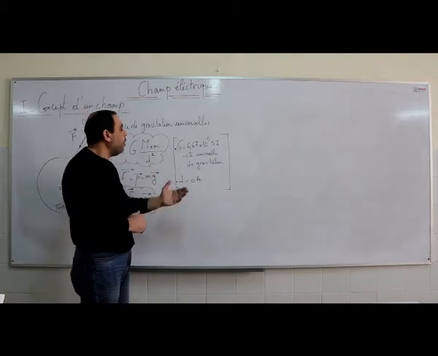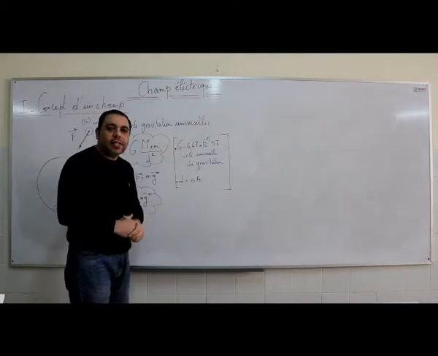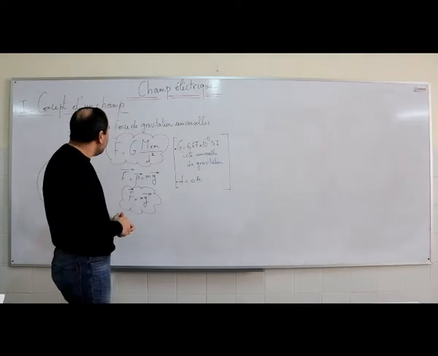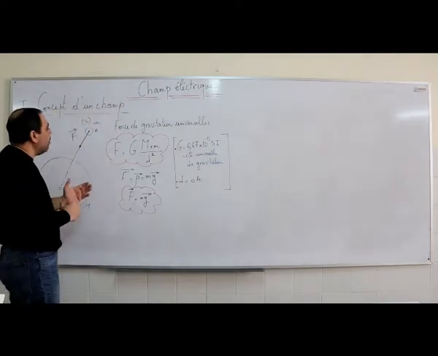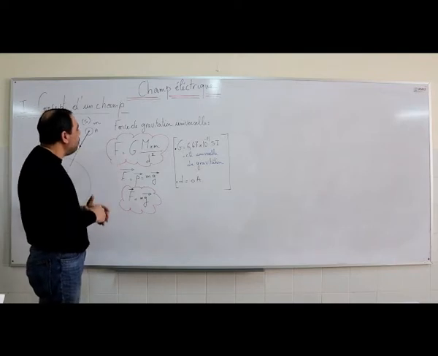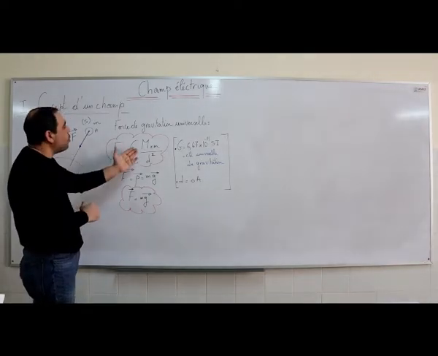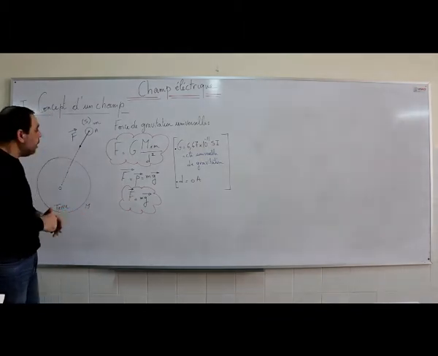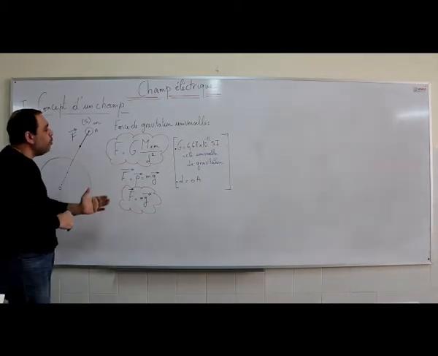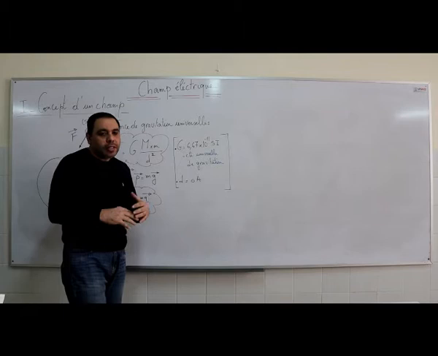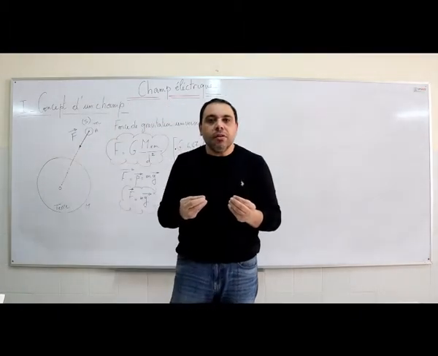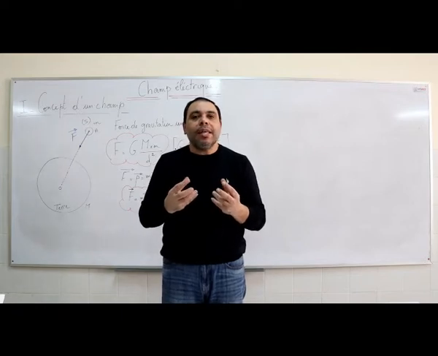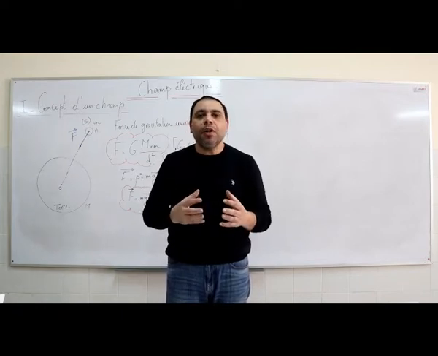G is a universal constant. It's equal to 6.67 times 10 exponent minus 11 in the SI. Note that, returning back to this formula, we notice that this force depends on the mass of the body. This law, in general, shows that the force of gravitation depends on the mass of the body.